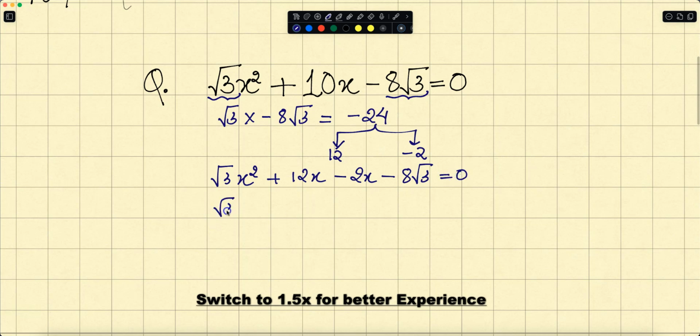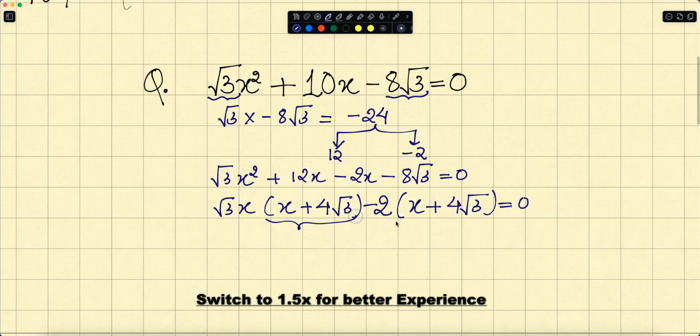Let's take root 3x common. Here you will get x as the remaining value, and here you will get the value 4 root 3. Now for minus 2x and minus 8 root 3, we can take negative 2 common, and here you will get x plus 4 root 3. If you observe, you are getting x plus 4 root 3 here and here.